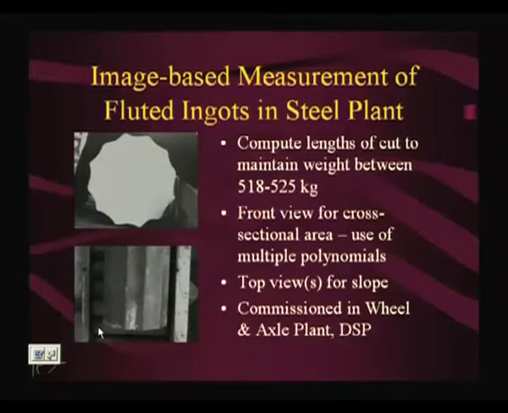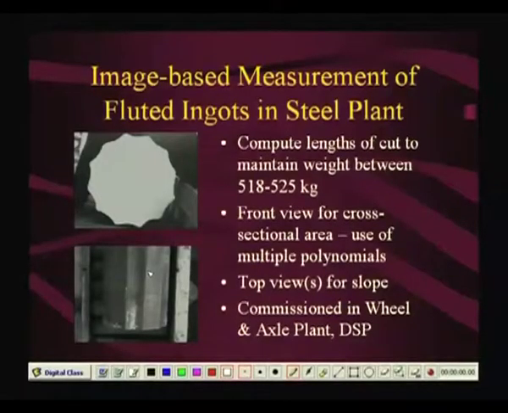For example, let me first start with a very simple example. This is an example where I have been involved with this work where we were required to measure. There is a cylindrical ingot which you can see here in this picture. This is an ingot. It's a cylinder. You can see its cross section. It's actually made of steel.